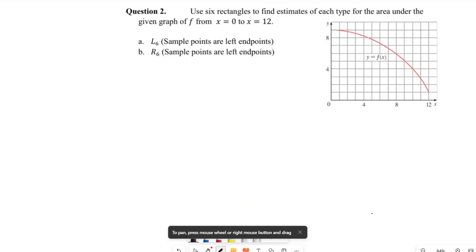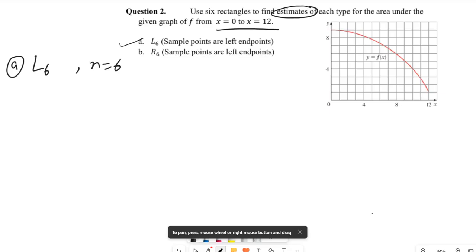Here is the question to estimate the area under a given curve. This red one is a function given y equals f of x. We need to find estimates of this area below the curve. We can do two kinds of techniques, L6 or R6. Let's do L6 first. L6 means n is equal to 6.